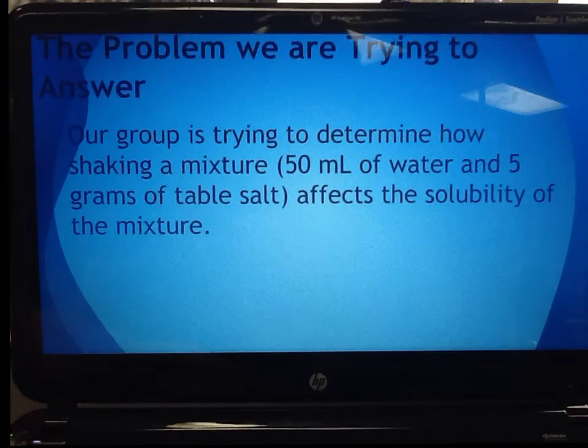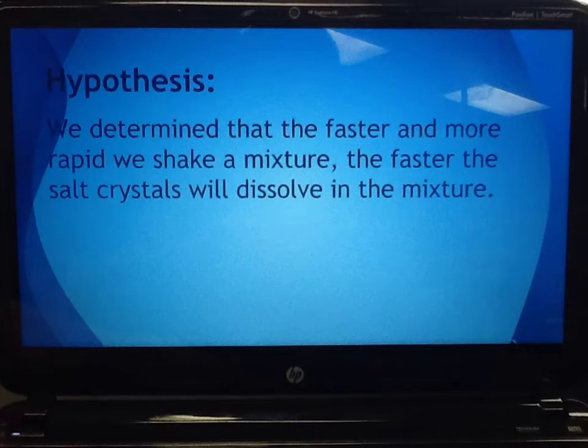The problem we are trying to answer: our group is trying to determine how shaking a mixture, which is 50 milliliters of water and 5 grams of table salt, affects the solubility of the mixture. So we created a hypothesis, that is, we determined that the faster and more rapid we shake a mixture, the faster the salt crystals will dissolve in the mixture.